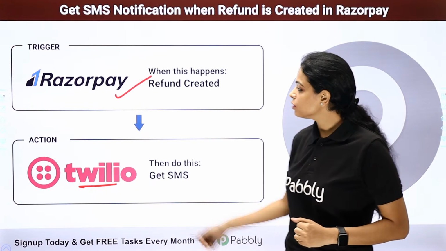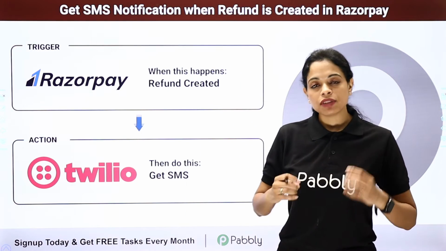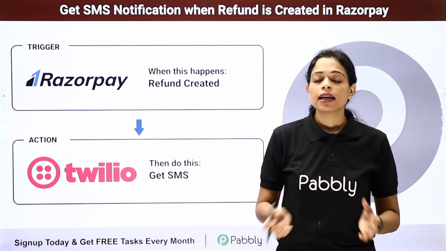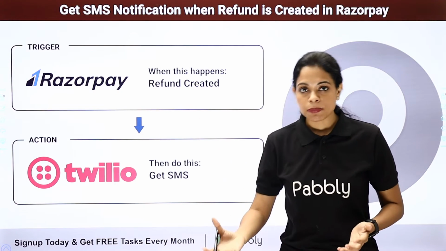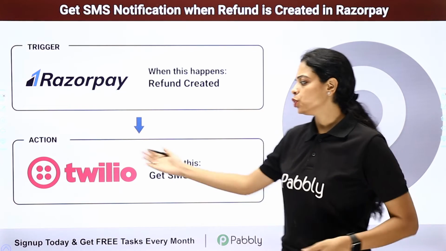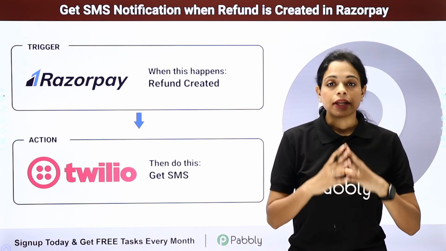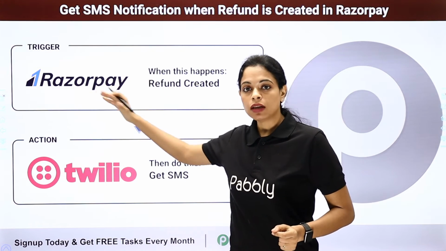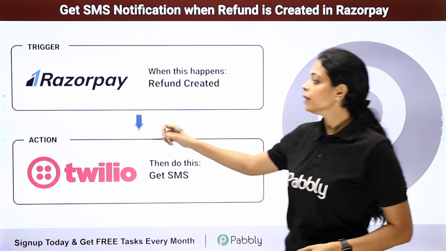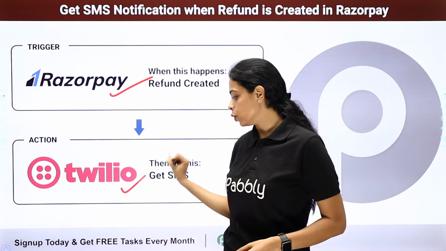And the last one that we have is Razorpay and Twilio. So I want that every time there is a payment or a refund created or a payment is cancelled, instead of sending a WhatsApp message, I also wish to send an SMS. Now this can be done through Twilio or MSG91 or any other platform. So here again I'll have to integrate Razorpay with the other application with the help of Pabbly Connect software. Trigger application would be Razorpay and action application would be, in this case, Twilio.